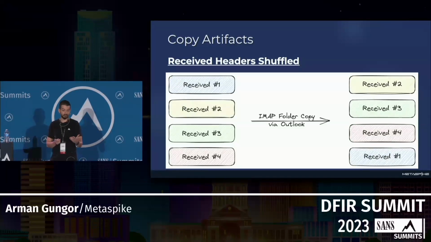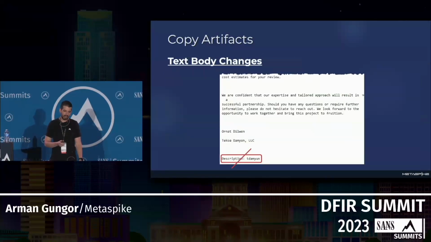So again, when you look at an email like this and you see that the received headers are out of sequence, you might think, something sketchy happened there. Maybe somebody pieced together these received headers, when in reality, in this case, you just copied the message with Outlook. There are some changes to the text body. There was, for example, a little placeholder text there that reflected the alt text of that inline image. That's gone now after the IMAP copy, but no changes to the HTML body.